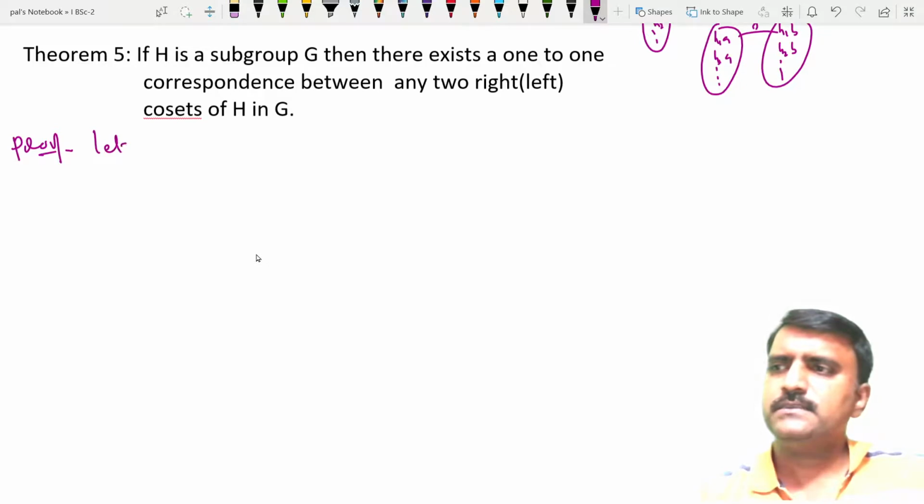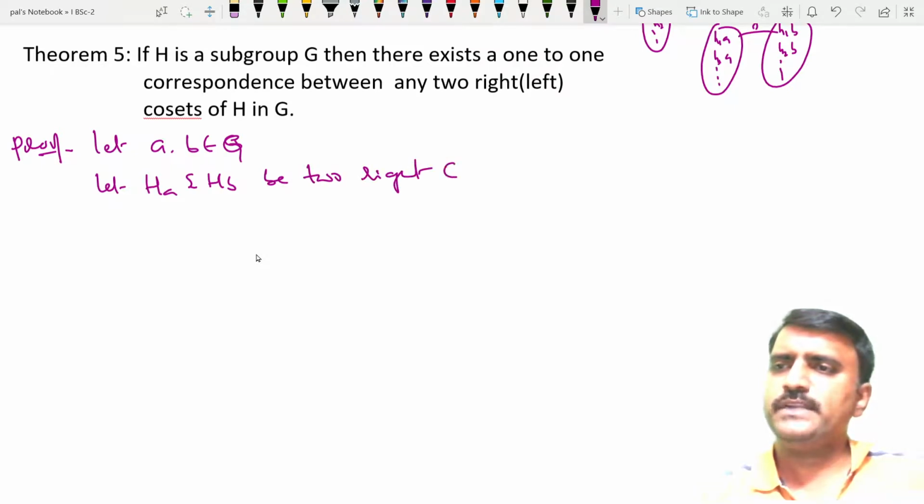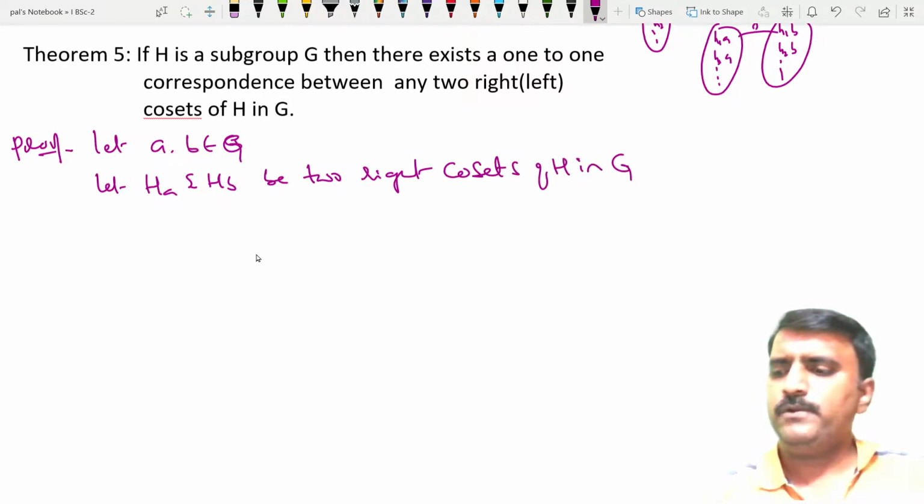So let a, b belong to G. a and b are any two elements of group G. Again, let Ha and Hb be two right cosets of H in G. Okay, we considered two right cosets, that is Ha and Hb.